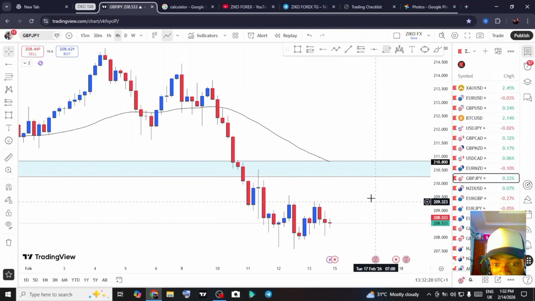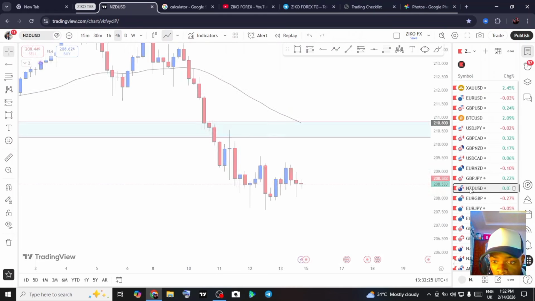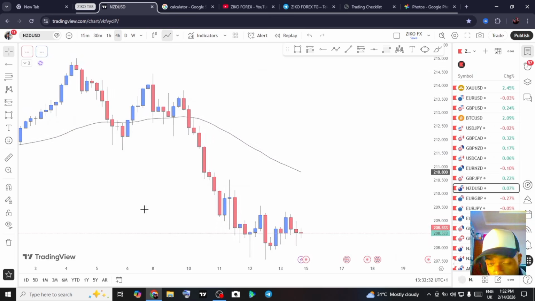See what I mean by this market is just dog shit this week? The market is literally just not having a clear direction. So that is that for GBP JPY. For now, we don't really know what to do. Let's go to NZD USD.